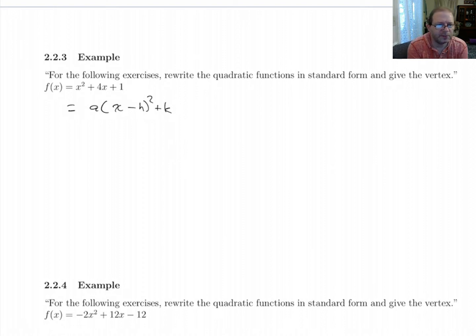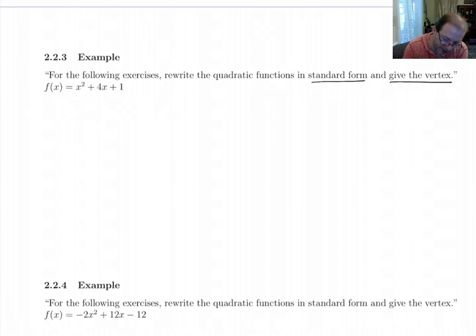And you can do that by completing the square and then manipulating some stuff. But honestly, I think that's too much work. It's definitely the hard way to do this problem. Because what they're asking you for is the vertex. And then they want it in standard form. It's easier to get the vertex first and then go back to standard form.